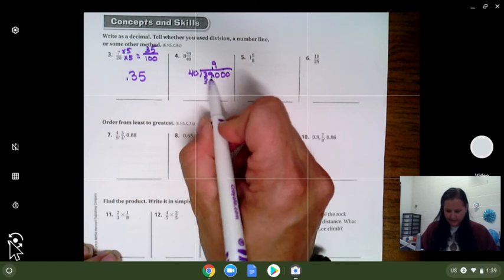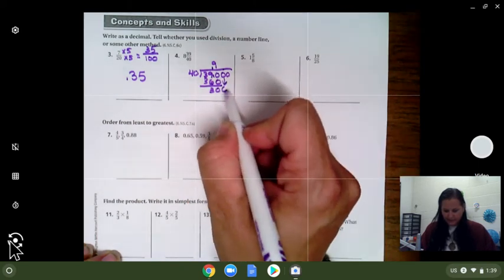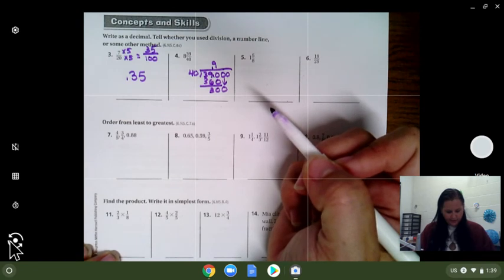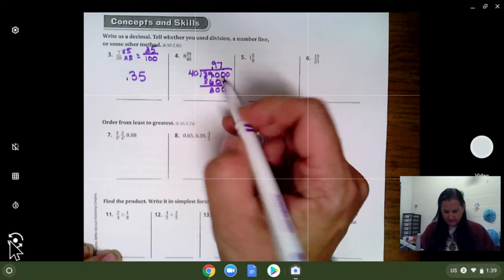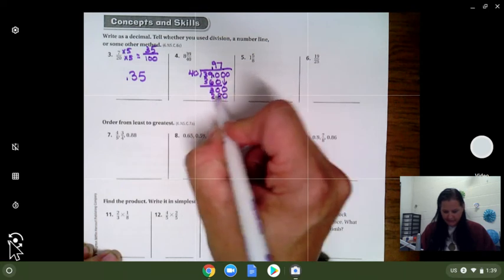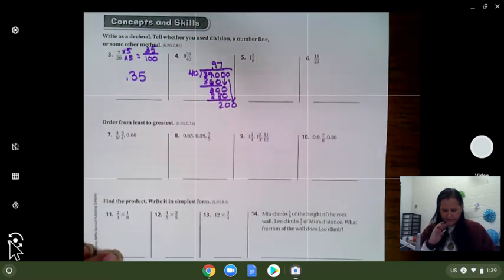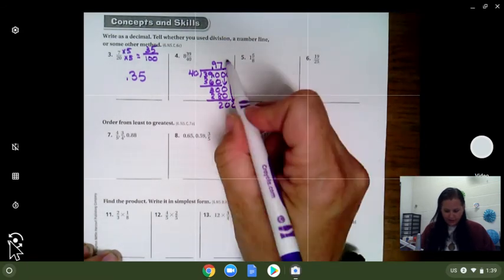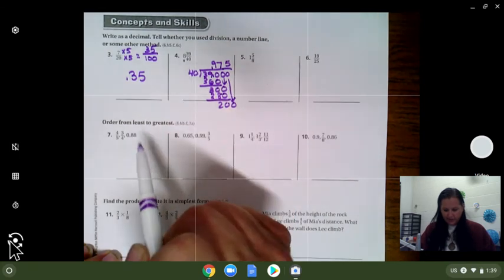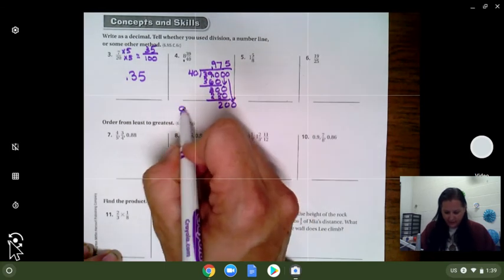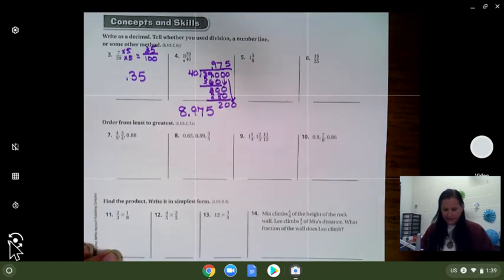That gives us 360. And when I subtract, I have a remainder of 30. Bring down the next zero. 40 fits into 300 7 times. That will give me 280. I'm going to subtract again. Bring down my next zero. And 40 goes into 200 5 times. Now, remember, we had a whole number here in the front, so we have to add that to our answer, because we're only taking the fraction part and making it into a decimal.